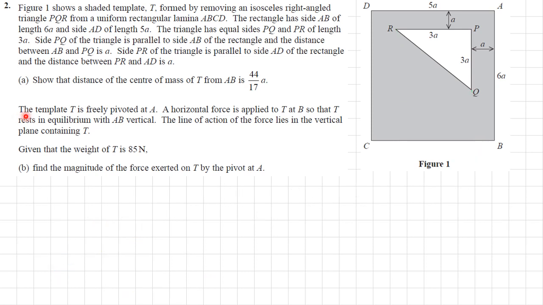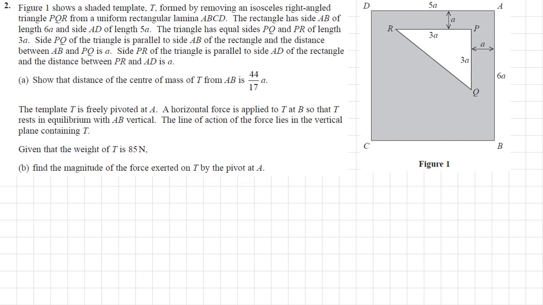Let's carry on. The template T is freely pivoted at A. A horizontal force is applied to T at B so that T rests in equilibrium with AB vertical. The line of action of the force lies in the vertical plane containing T. Given that the weight of T is 85 newtons, part B, find the magnitude of the force exerted on T by the pivot at A.